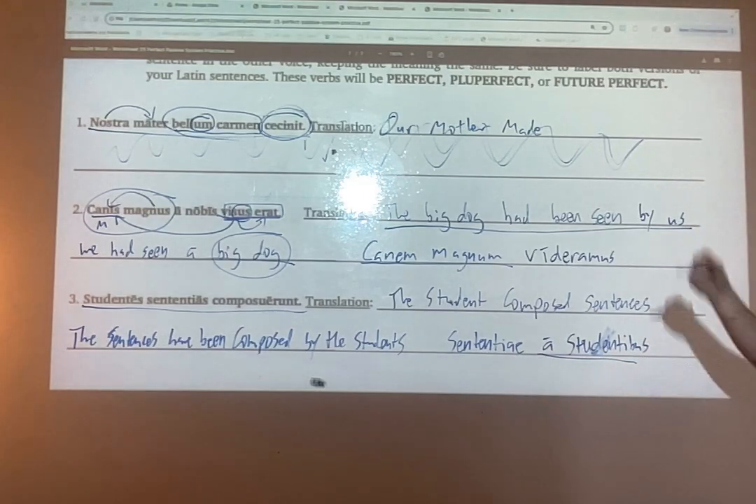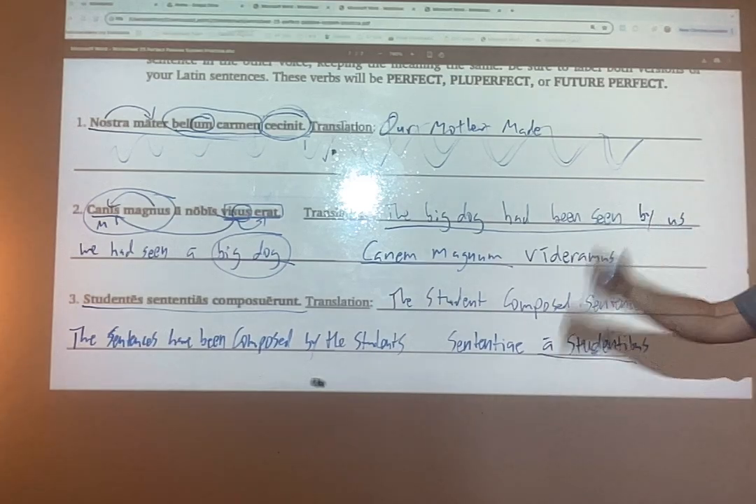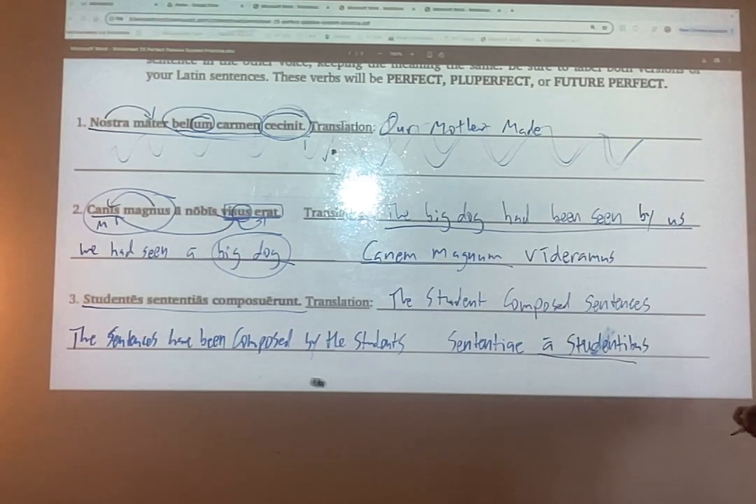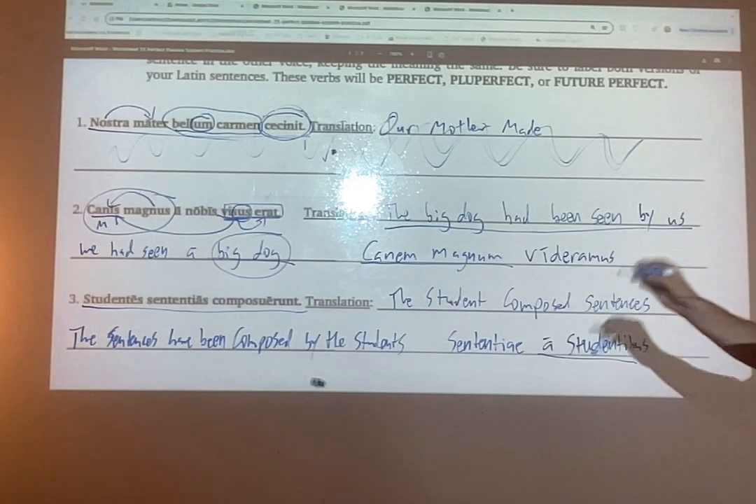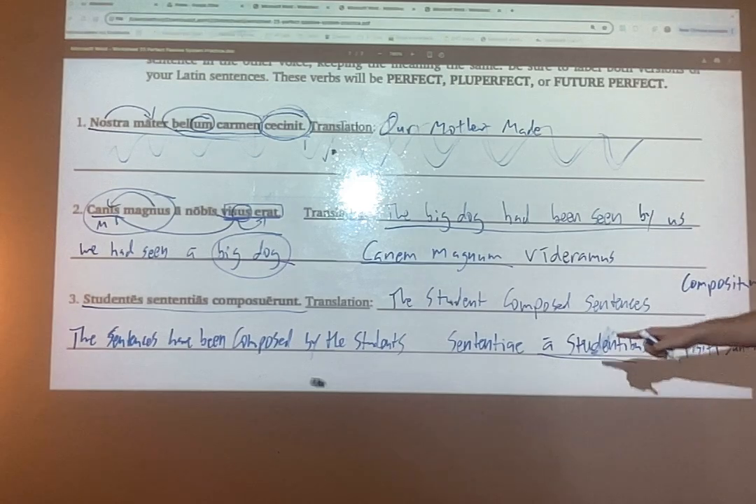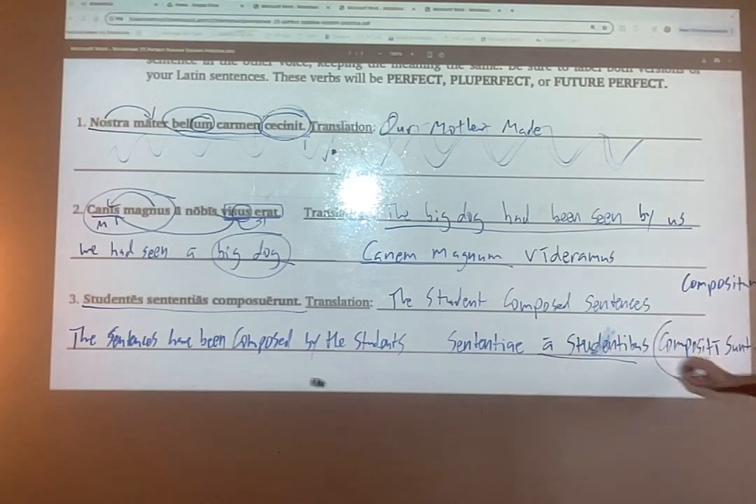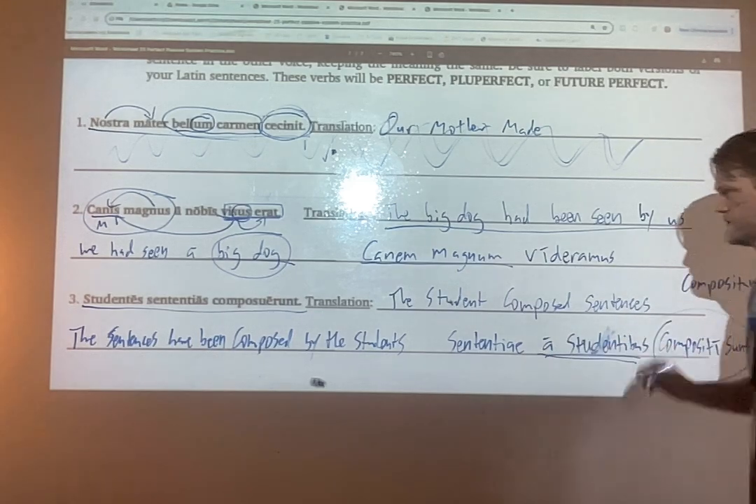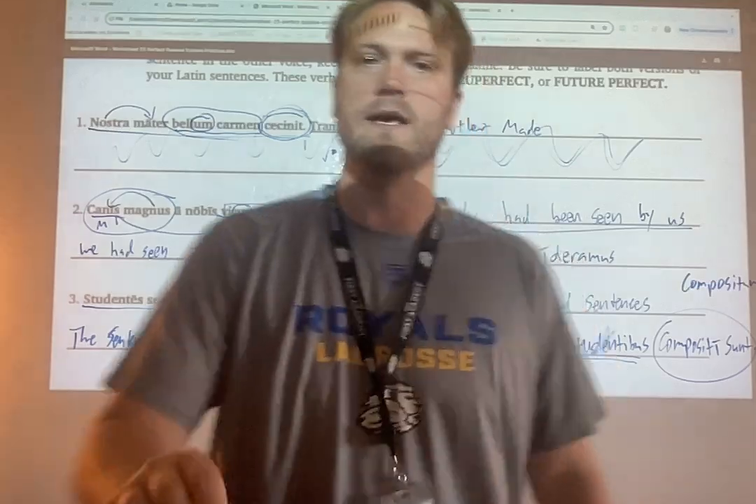Now we need it to be have been composed. Have been composed is perfect passive. So we need the fourth principal part of composuerunt, which is compositum. All right. Students is masculine, so it needs to be compositi. And then the version of sum needs to be sunt. They. The sentences have been composed. Compositi sunt. The sentences have been composed by the students. All right? Sick. All right?